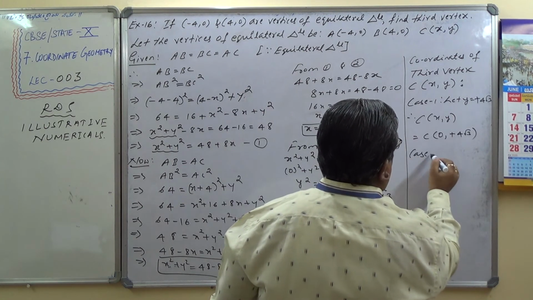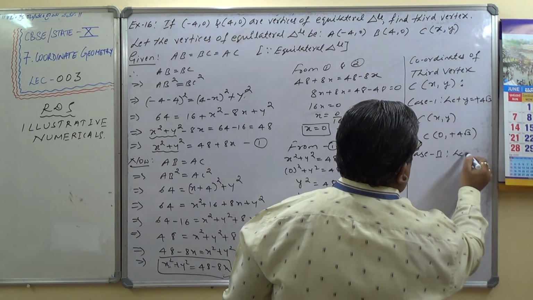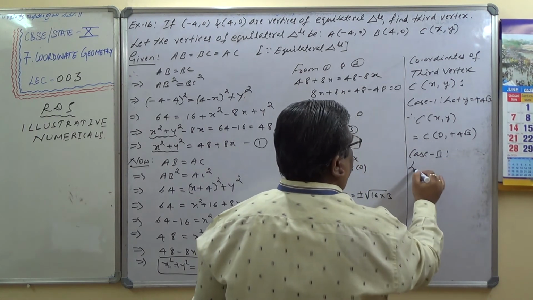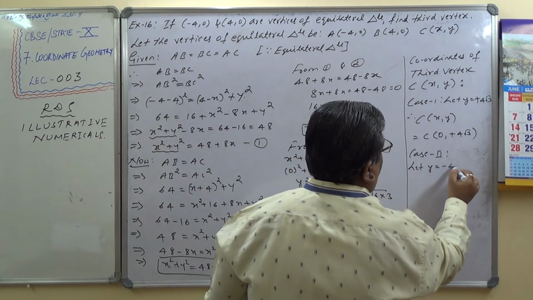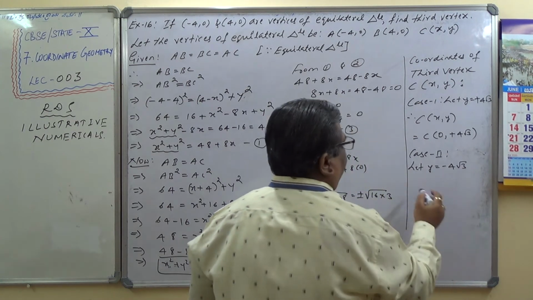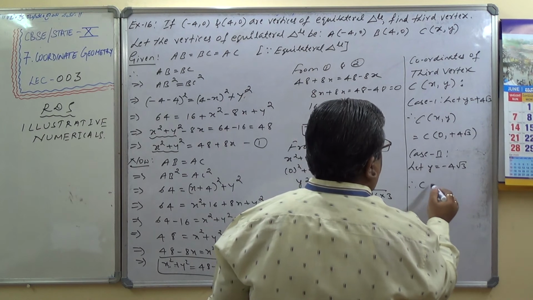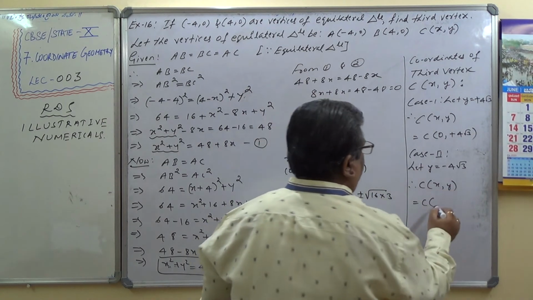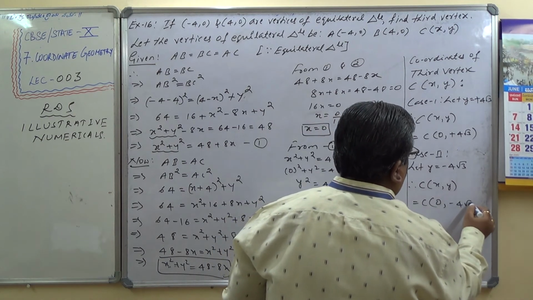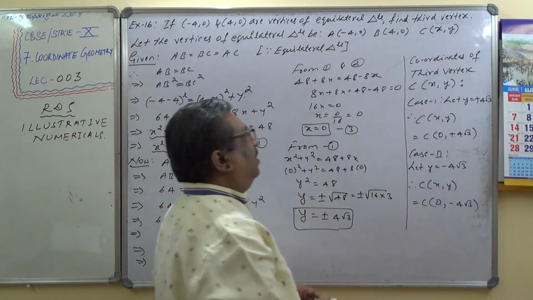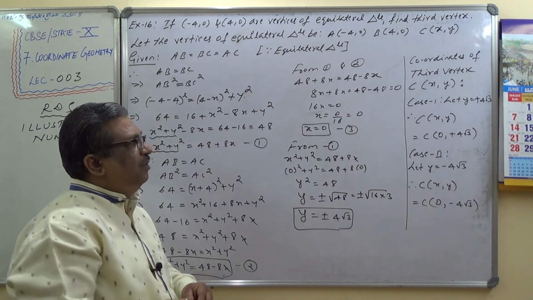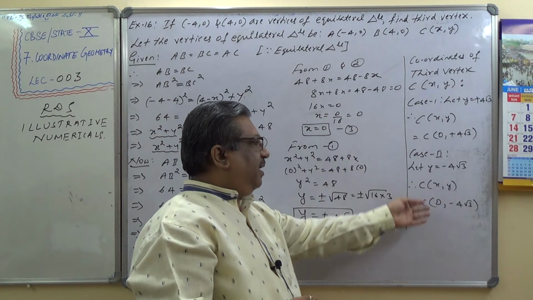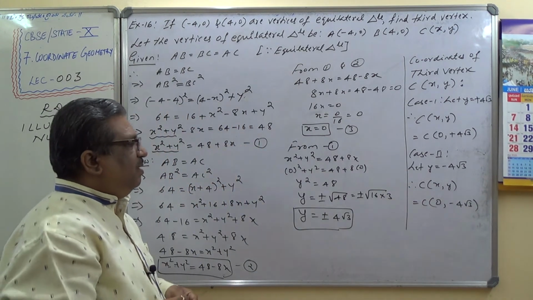Case 2, let y equals minus 4 root 3 units, and therefore C x comma y equals C 0 comma minus 4 root 3. So for the third vertex, you have two cases. One is 0 comma plus 4 root 3, another is 0 comma minus 4 root 3.